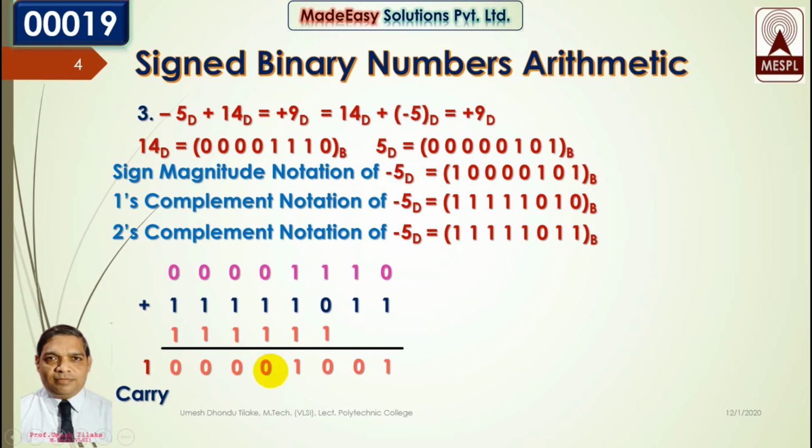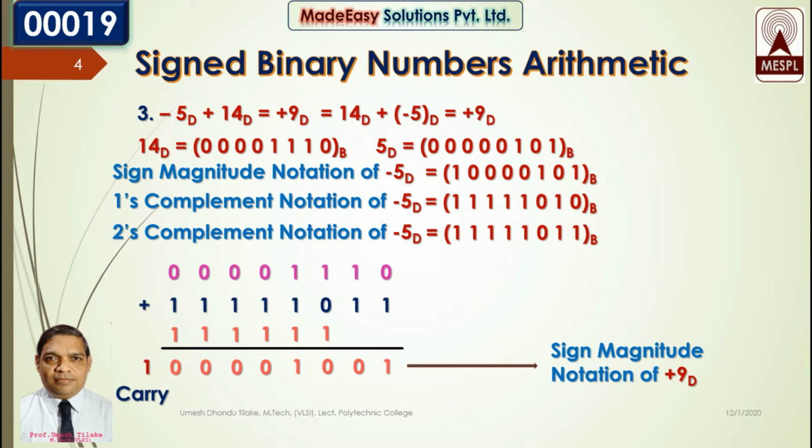So find out the magnitude using these magnitude bits. It is 1 and it is 8. So 8 plus 1 is 9. So it is the sign magnitude notation of plus 9. In the previous example our carry was 0 and in this example our carry is 1, but our sign bit is indicating the sign of our result. Hence carry has no role in signed binary arithmetic using 2's complement.